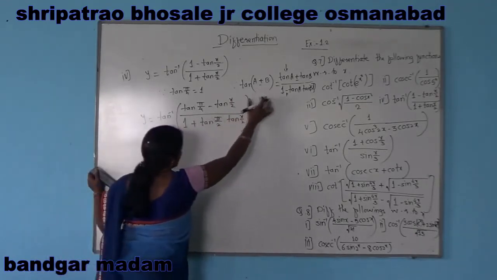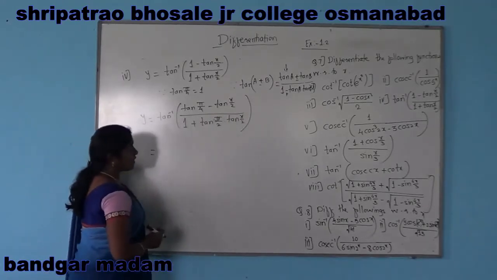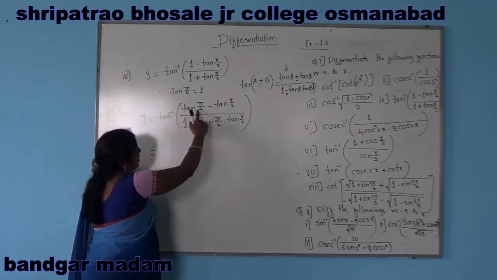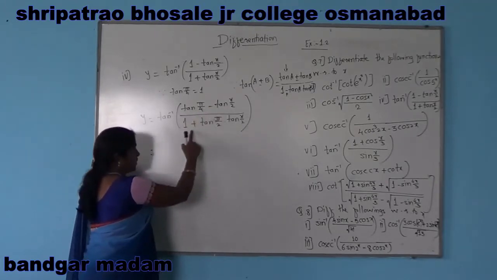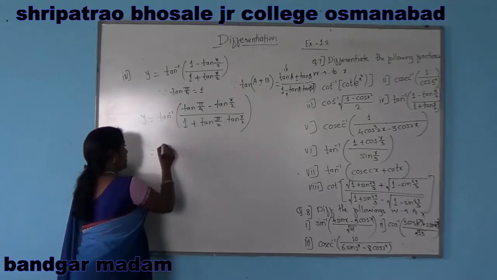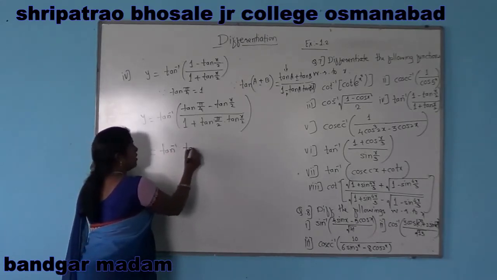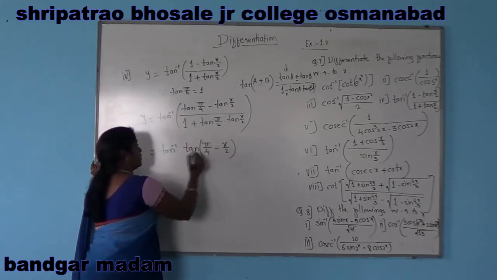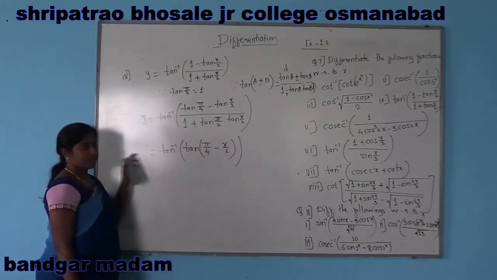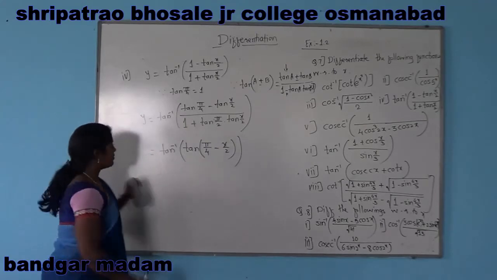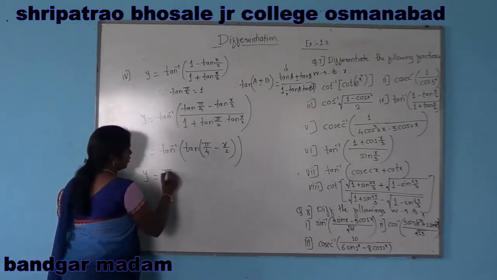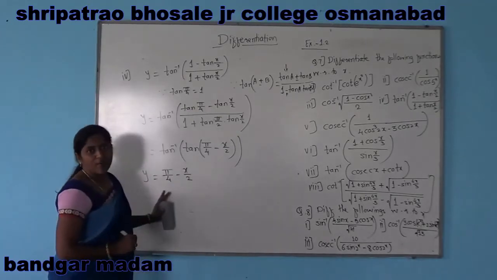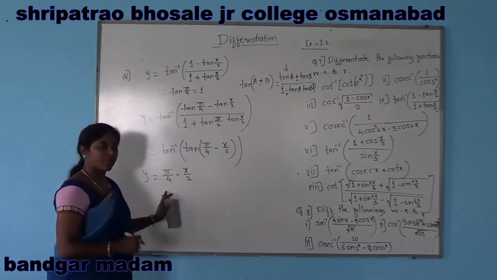Now we can use the formula of tan of a minus b, because this is tan a minus tan b upon 1 plus tan a into tan b. So tan inverse of tan of a minus b, that is pi by 4 minus x by 2. Now we can cancel tan inverse and tan and we get y is equal to pi by 4 minus x by 2. Now this is simplified form of y. We can differentiate y with respect to x.